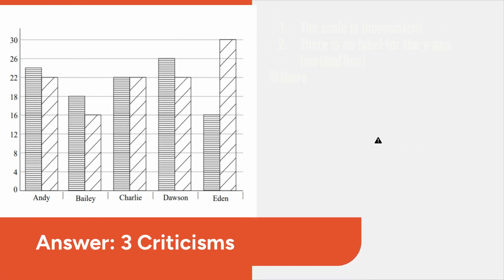There are 3 problems with this bar chart. The first problem is that the scale is not consistent. The second issue is there is no label for the y-axis. The third issue is that there is no key.